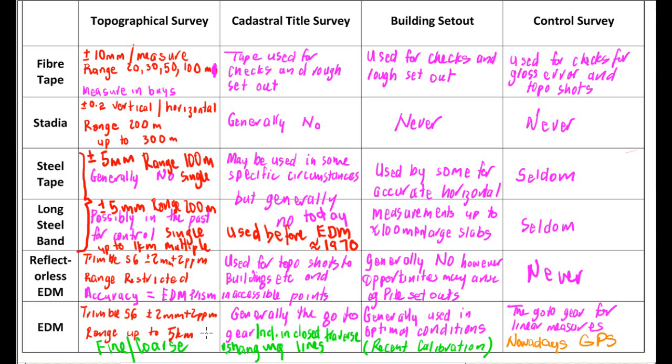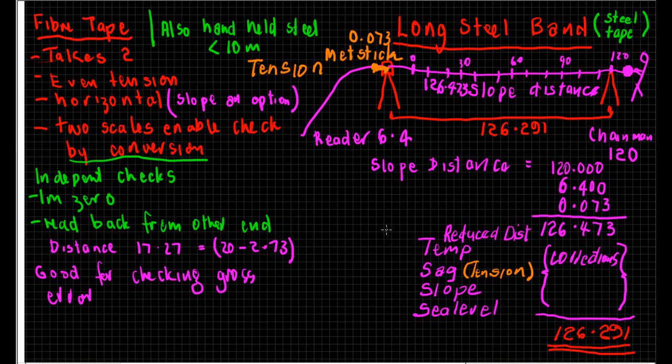So there you are. There's quite a lot of information in that little table there. Let's hope you can take that all in. Right, so what we're going to do now is have a little bit of a look at how we might use some of this gear that we've talked about, the fibre tape.